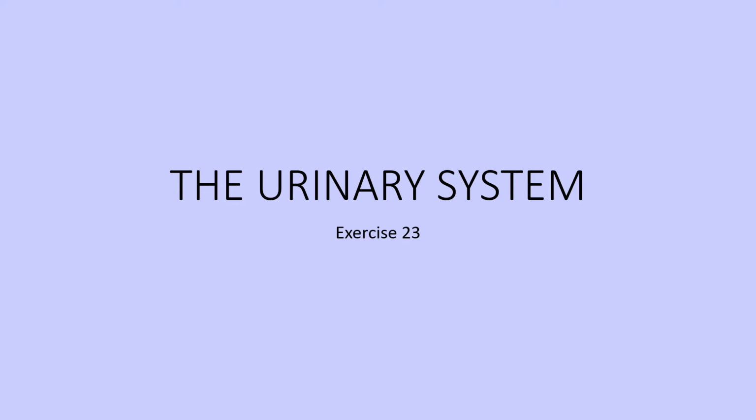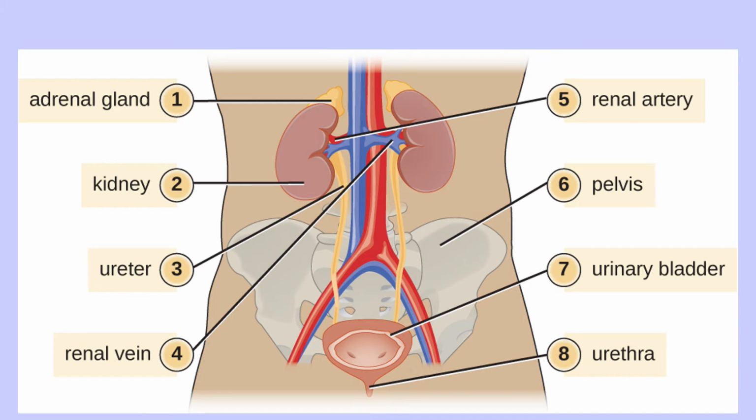Exercise 23 deals with the urinary system. We can see components of the urinary system in this diagram. Number one, you see the adrenal gland. It's just showing that it sits on top of the kidney. Number two is the kidney itself. Obviously, you have two of them.